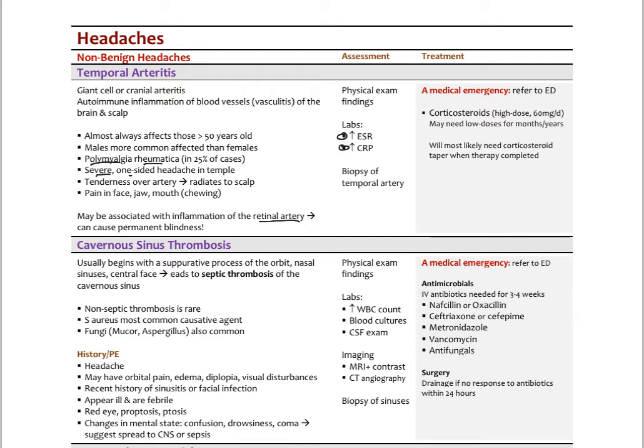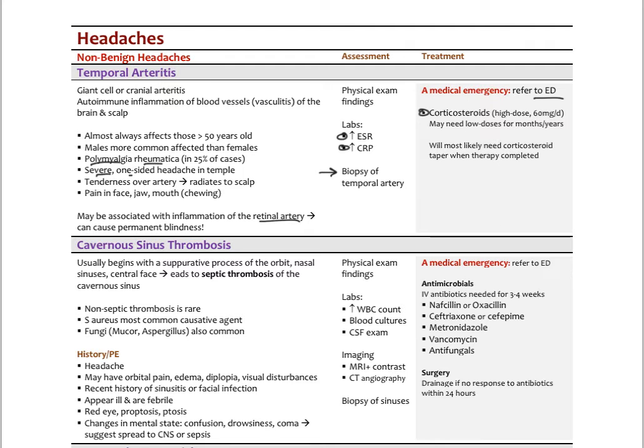Typically, to work this up, we need to do what's called a biopsy. We have to take a biopsy of the temporal artery. So that would be the definitive workup. This is a medical emergency. So if you suspect someone has temporal arteritis, refer to the ED right away. And they need high-dose corticosteroids. Again, if this is affecting the retinal artery, this can result in blindness.